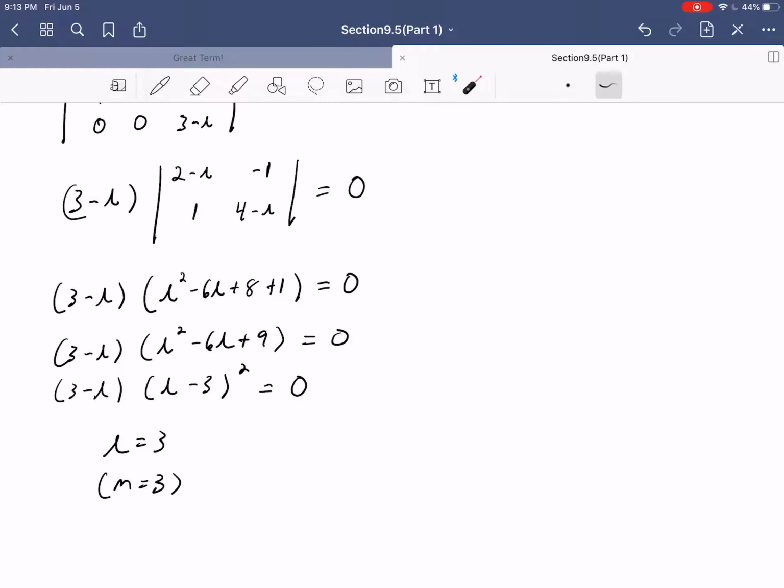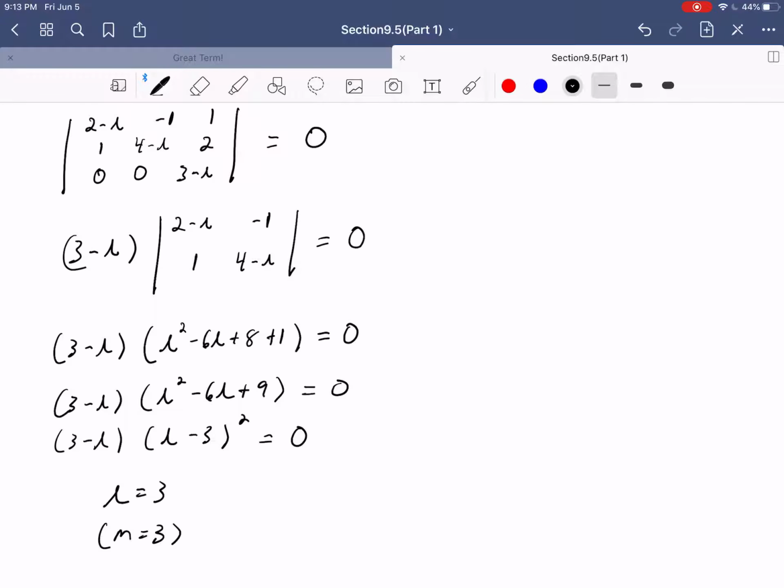Now, the fact that we have an eigenvalue with multiplicity greater than 1 does not mean that this is automatically defective. But it does mean that it has the potential to be, because if this doesn't have 3 linearly independent eigenvectors, then we're going to have fewer linearly independent eigenvectors than the multiplicity, and it's going to be defective. So let's take a look at what the eigenvectors look like here.